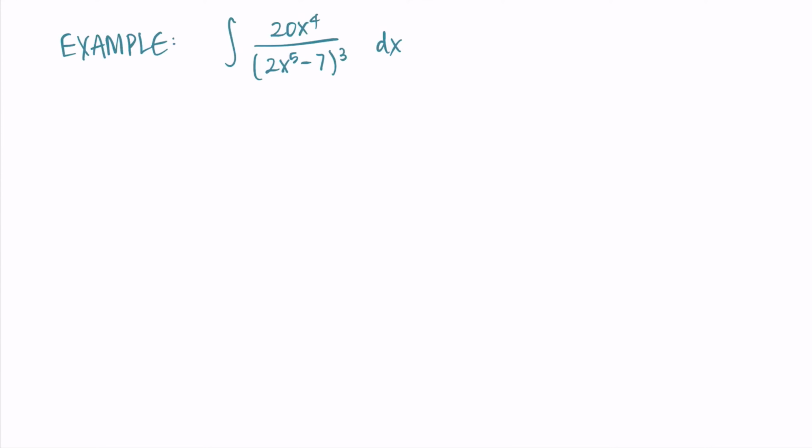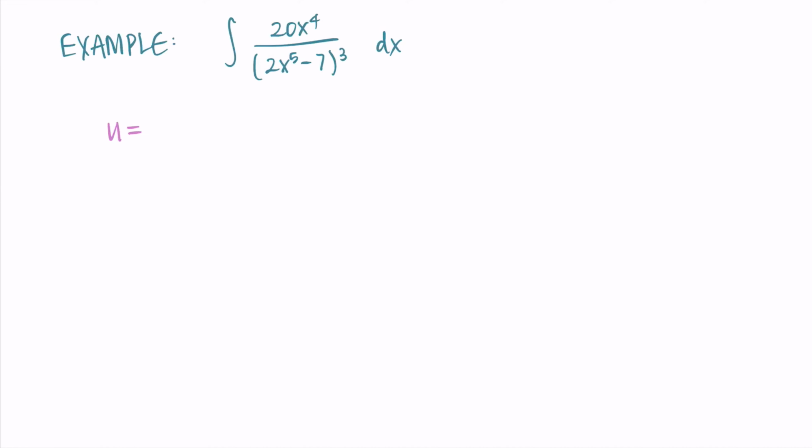Okay. So looking at this, I have quite a few exponents going on. I have something to the 4th power, I have something to the 5th power, and then I have a whole quantity being cubed. So remember, u is like the inside function that corresponds to the chain rule. So when I see that something cubed, I'm thinking that u needs to be that something. It also makes sense that u should be 2x to the 5th minus 7, because when we take its derivative, we're going to get an x to the 4th, which will hopefully correspond with what we have in the numerator.